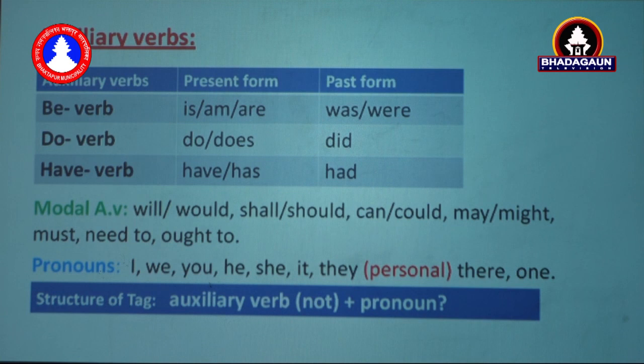So again we are repeating the structure of the tag. We will use the auxiliary verb present in the statement. The auxiliary verb will be among these, right? And the pronoun is here. If the statement is a positive one, the tag will be negative, and vice versa. Sometimes 'not' is also used. So auxiliary verb plus pronoun, and at the end a question mark, is the structure of the tag in the assertive sentence.